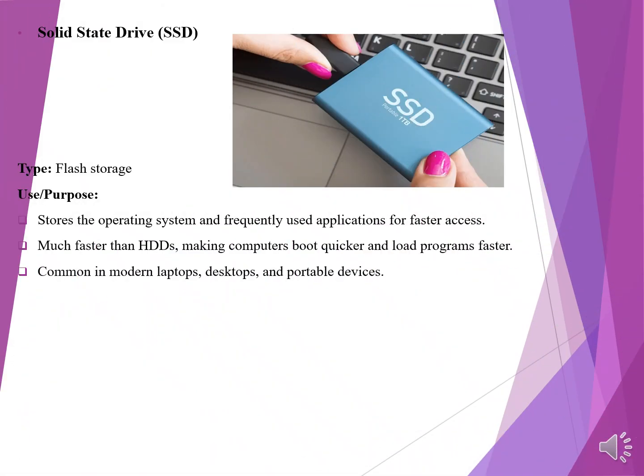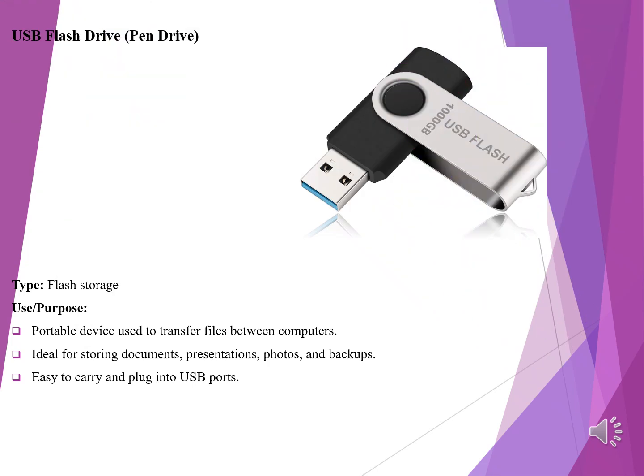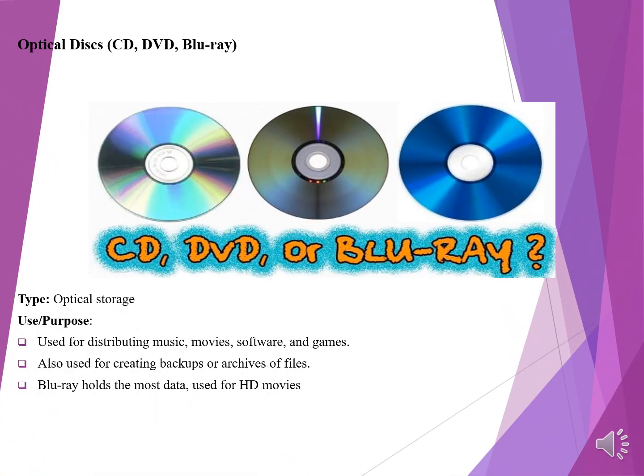Second one is solid state drives. Solid state drives are much faster and improve system performance. Third one is USB flash drives. USB flash drives are portable and used for transferring files. Fourth one is optical discs. Optical discs are used for media storage and backup.